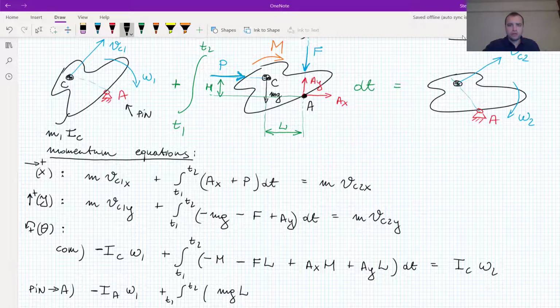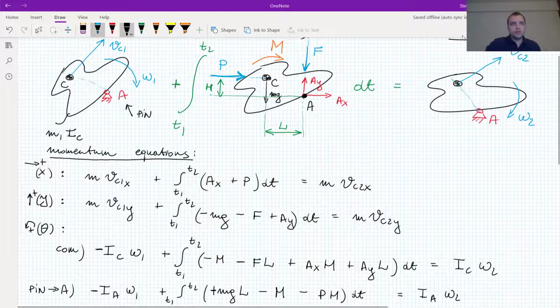We will have also mg. Does it rotate in a positive or negative fashion? Negative, right? No, positive, I'm sorry, I'm confused a little bit. Plus mgL. We have also moment M that rotates in a negative fashion, so it will be minus M. And also we will have force P rotating there, and it will be minus P times h dt. No other force is rotating about point A. And this will be equal to IA omega2.